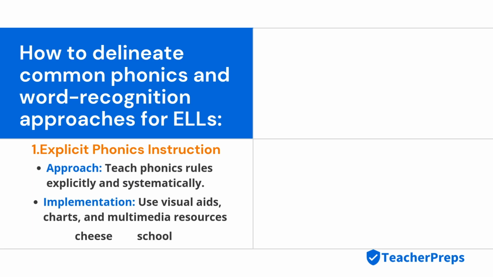So, for example, how could we teach the combination CH in like cheese versus school? Again, use visual aids, get creative, charts, multimedia resources. Use sand. You can write in sand, write in the air. You can trace words, but make it apparent, the difference, that that combination CH is used in different ways at the beginning, in the middle, possibly in the end.